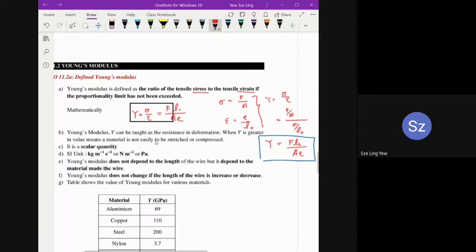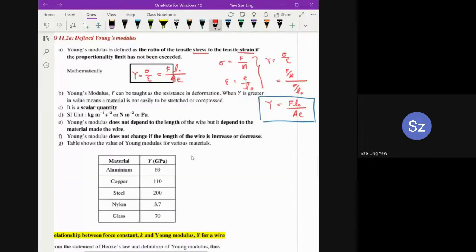Okay, so Young modulus is a measure of resistance to deformation. It measures the resistance of a solid to change its length. So what does it mean? It means if something has a higher Young modulus, then it is harder to change its shape. It will be harder for us to change the length of the object. So when Y is greater in value, it means the material is not easily stretched or compressed.